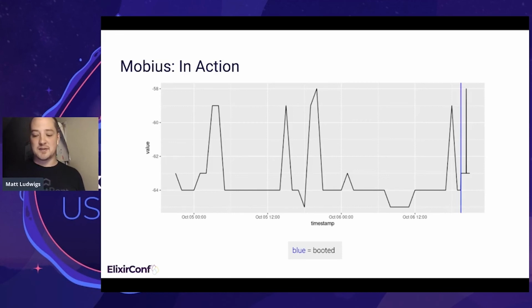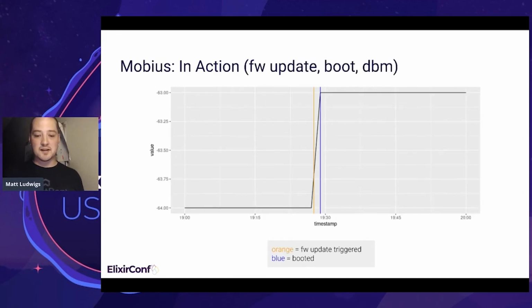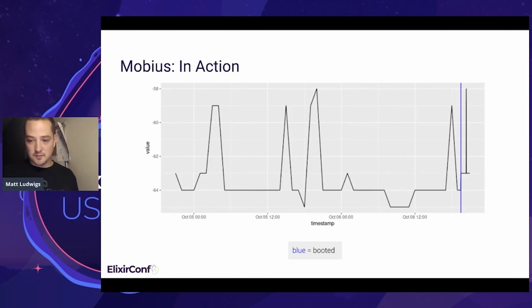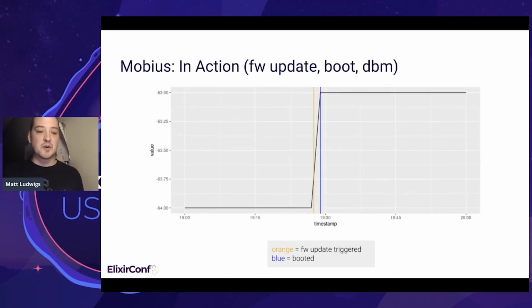So I zoomed in a little bit more, and if you look right where that blue line is, our dBm goes from negative 64 to negative 63. So I looked a little bit closer. And I went to Nerves Hub and saw, oh, there was a firmware update triggered. And so that's what the orange line is, the first one. And the second line is when we booted.